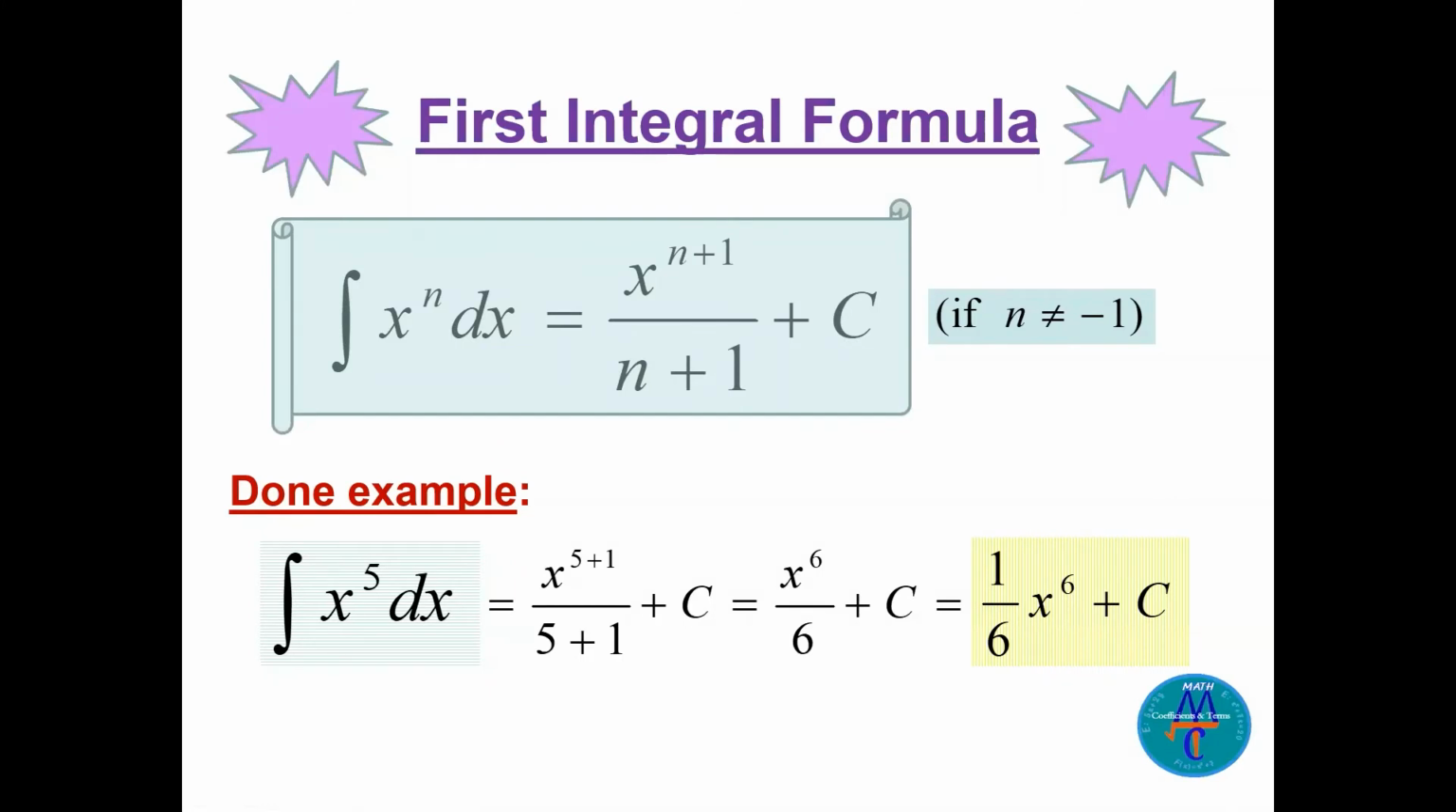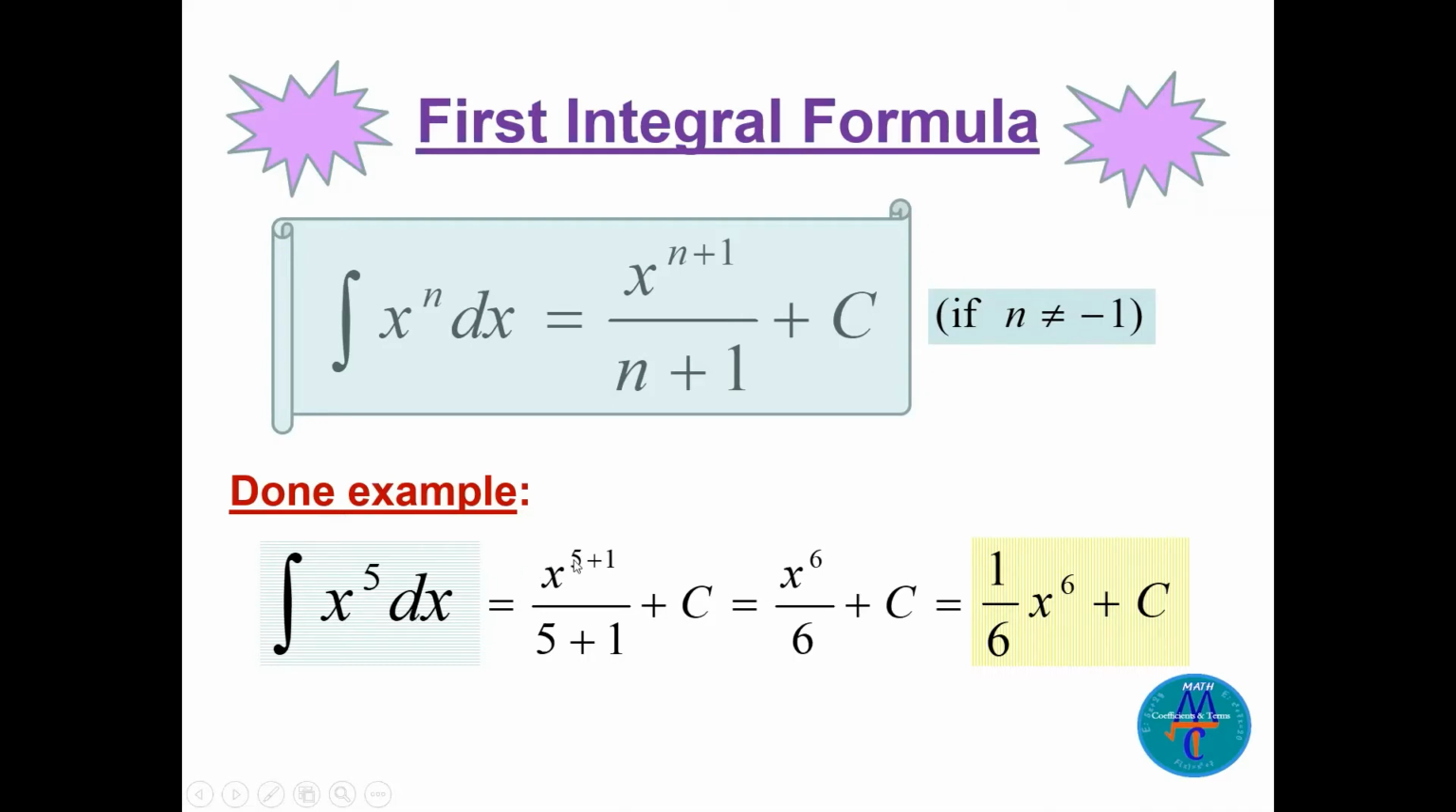Now this is the first integral formula, which is very, very important. The integral of x to the power n dx, you can write it as x to the power n plus 1, so we add 1 to n, divided by n plus 1, plus a constant c. You can use this formula only if n is not equal to minus 1. If n is equal to minus 1, then we will see another formula later. Let's look at this done example. The integral of x to the power 5 dx.